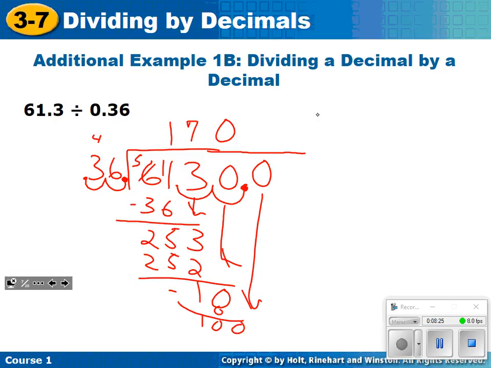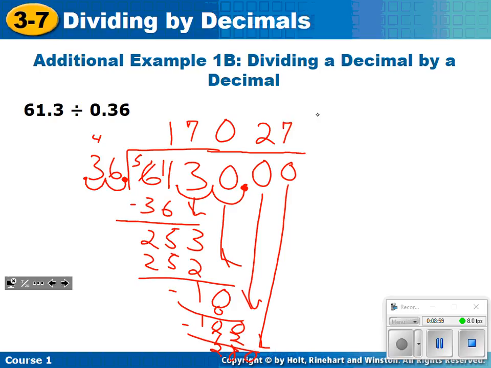How many times does 36 go into 100? 2 times. Okay. That's going to be what? 72? Okay, we're running out of room. This is going to be 28. Add a 0, bring it down. 280. I'm going to tell you right now, it goes in there 7 times.